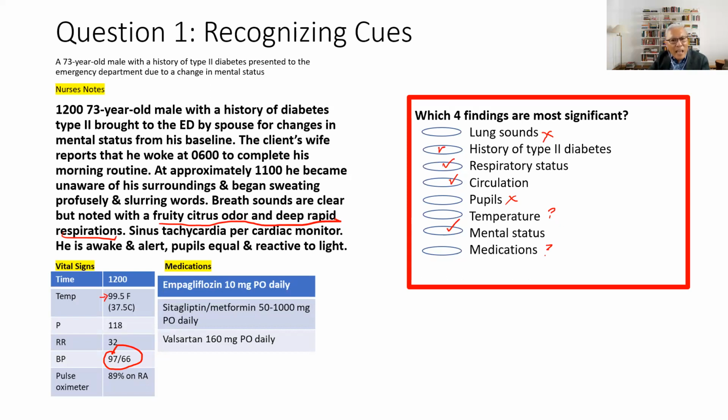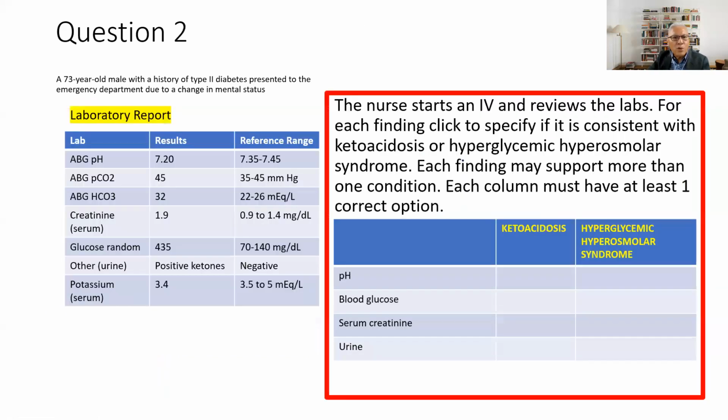So because the client has a history of type 2 diabetes, the nurse should follow up with the signs that the client's diabetes may be out of control, such as the deep and rapid respirations, the acetone breath, and the mental changes. The low BP and the tachycardia can indicate dehydration. So that's the correct answer. All right, let's go now to the next frame.